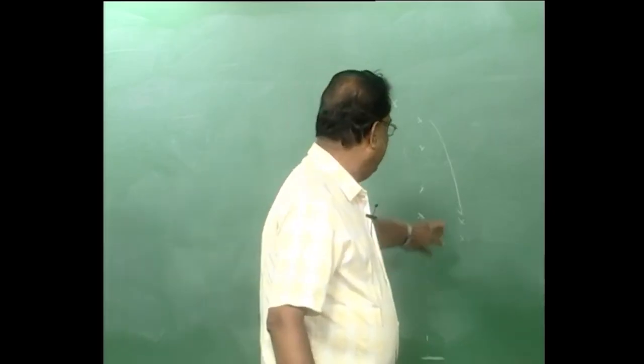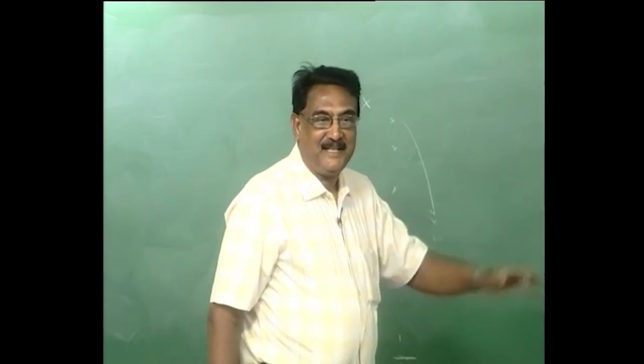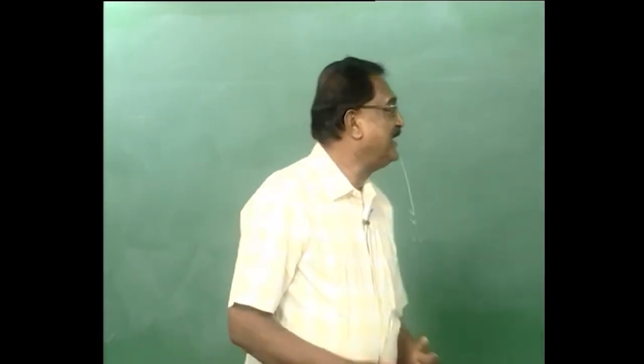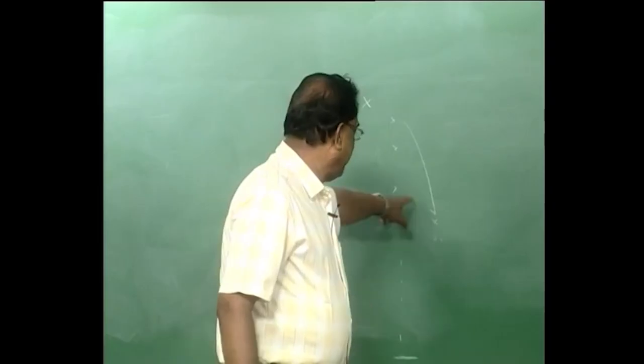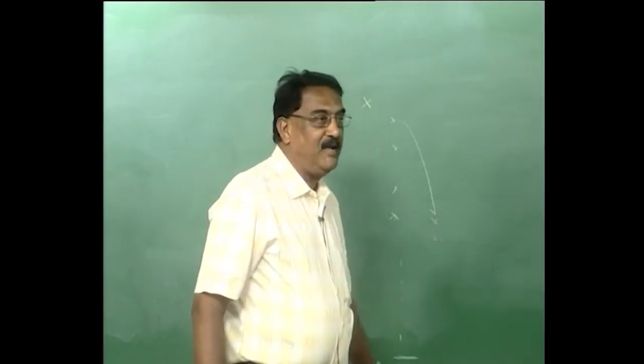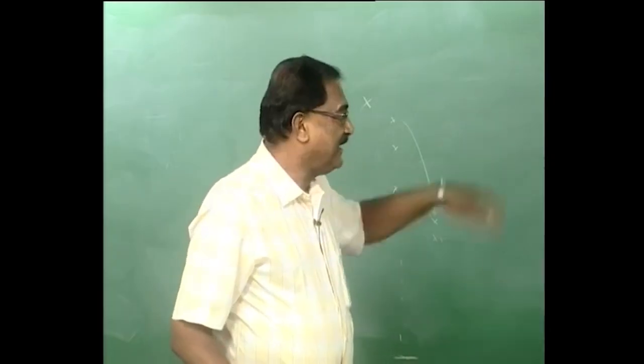Then again, from the 7th year onward there will be the third generation of cows. So that is what is happening. The calf born in the 1st year will produce its first offspring in the 4th year, and the one born in the second year, etc. So the total number of second generation calves will be 1 plus 2, etc., up to 17. First generation is 1 plus 1, second generation is 1 plus 2 plus etc. up to 17 only.